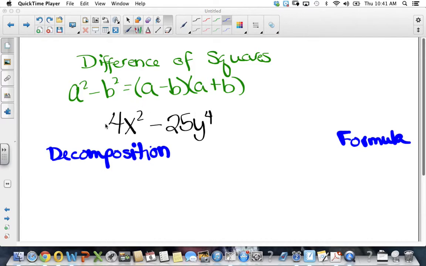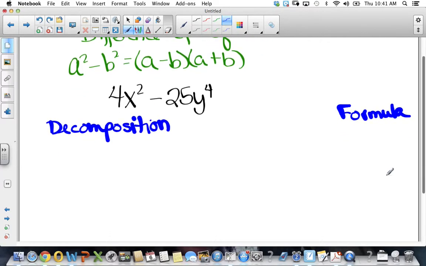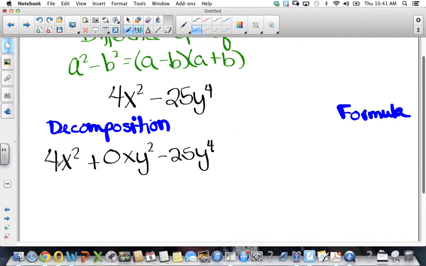You can notice in our problem here, 4x squared minus 25y squared is in fact a difference of squares. But if you don't recognize that, you can factor it using decomposition. The middle term would actually be 0. So if we rewrote this with a middle term of 0xy squared, this is equivalent to the previous term, and then we can use the x method to split the middle term.